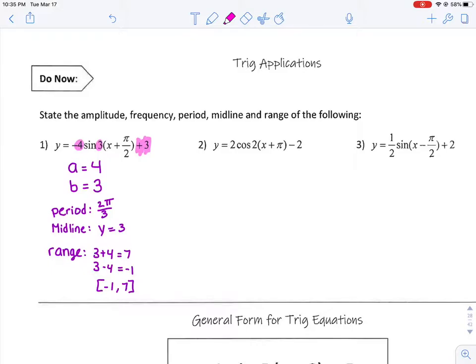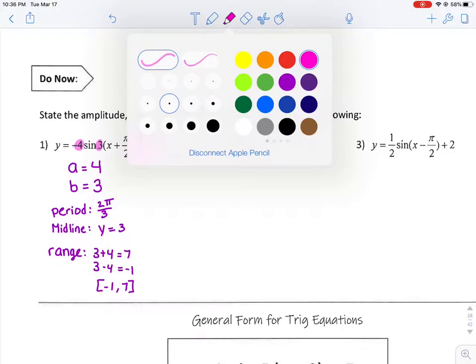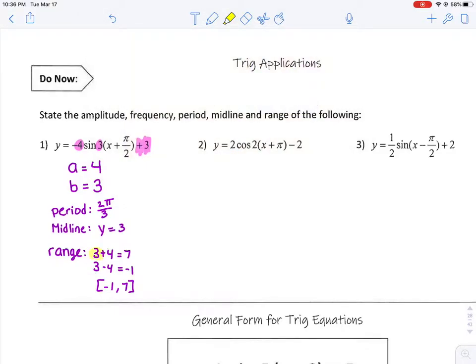To find my range, I like to take that midline, so take that value of 3, and I want to see how far up and how far down it's going from that midline. So I'm going to add my amplitude, which is 4, to get my maximum value. And then I'm going to take that midline and subtract my amplitude, which is -1, to give me my minimum value. So that is how I get my range.